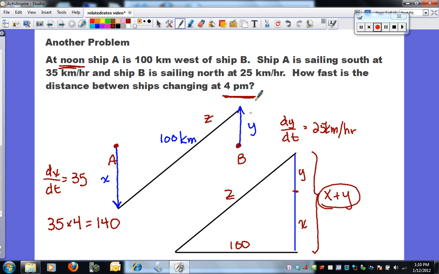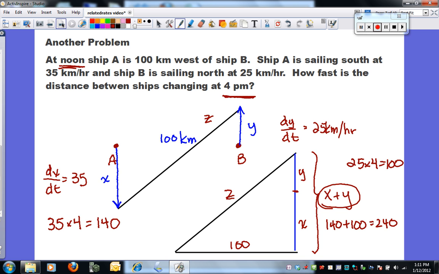How far has this gone in 4 hours? Well, it's traveling 25 kilometers per hour for 4 hours. It's 100. So we have 100 and we have 140. So the x plus y would be 140 plus 100 equals 240. So we have this side is 240, this side is 100. We can easily find z.